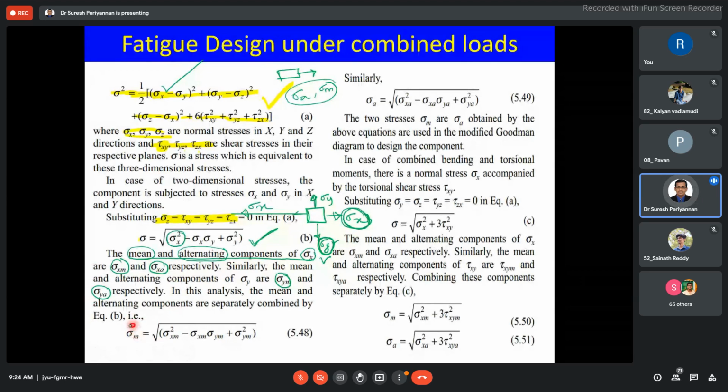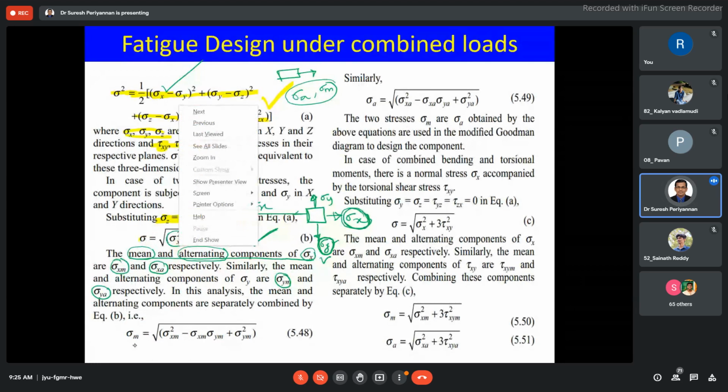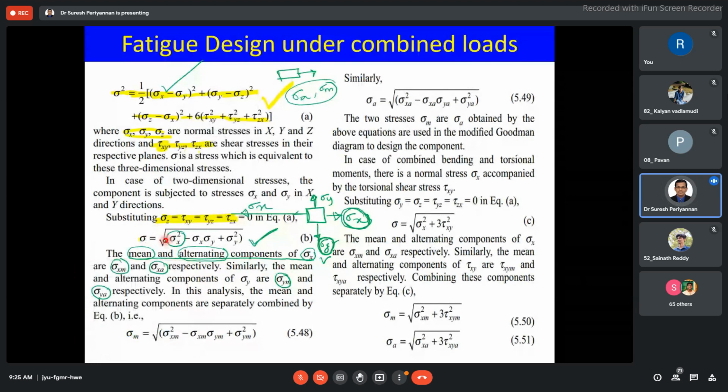Now, only with respect to sigma m, sorry, only I would like to find out sigma m, the mean stress component. Then the notation we put, sigma xm and sigma ym, you substitute in this main equation. Now, when you consider sigma xm, then sigma m, the mean stress component, is going to be sigma xm squared minus sigma xm sigma ym plus sigma ym squared.